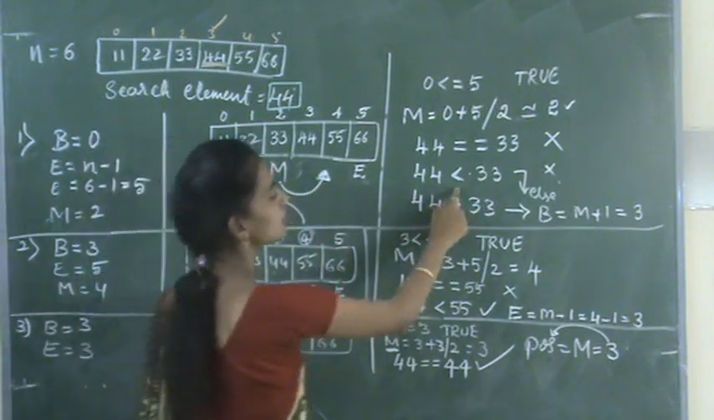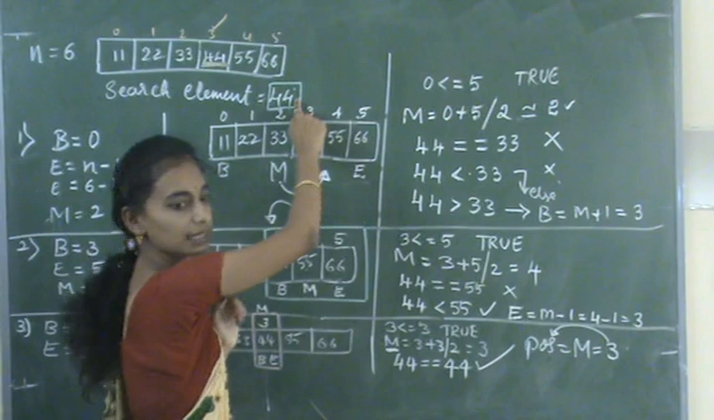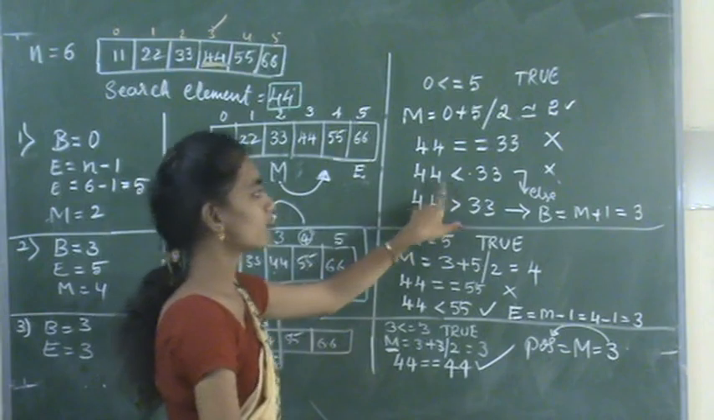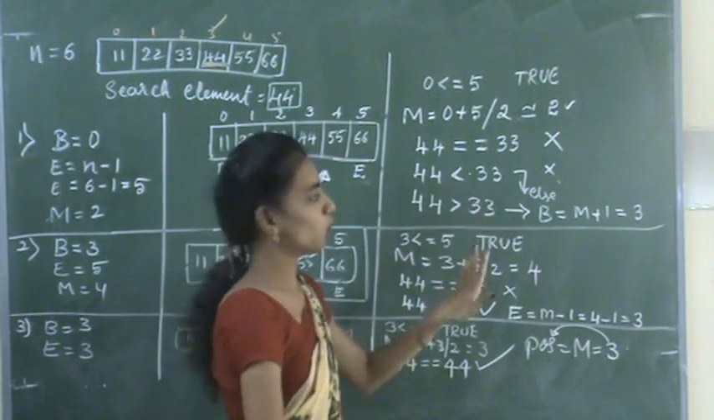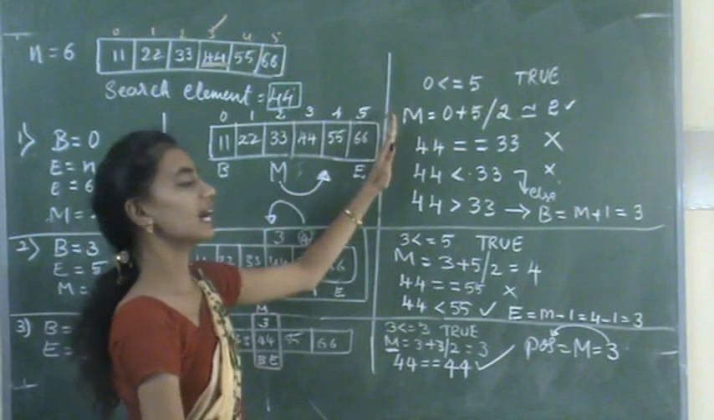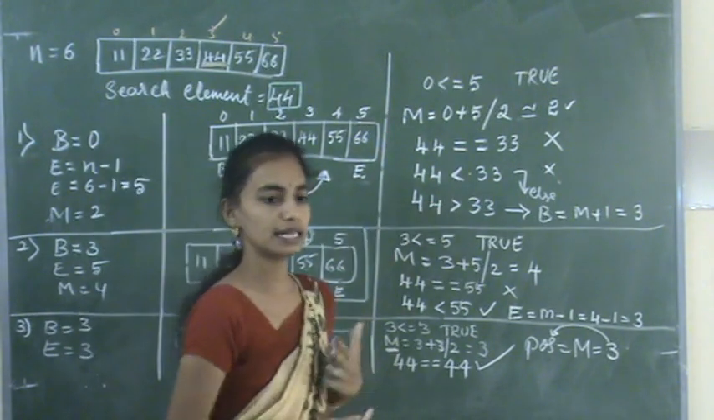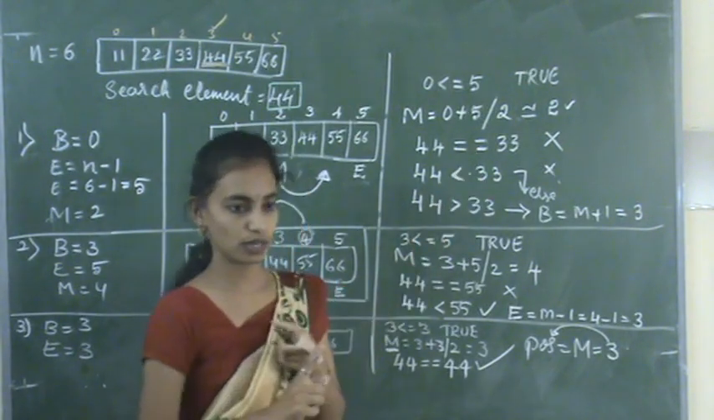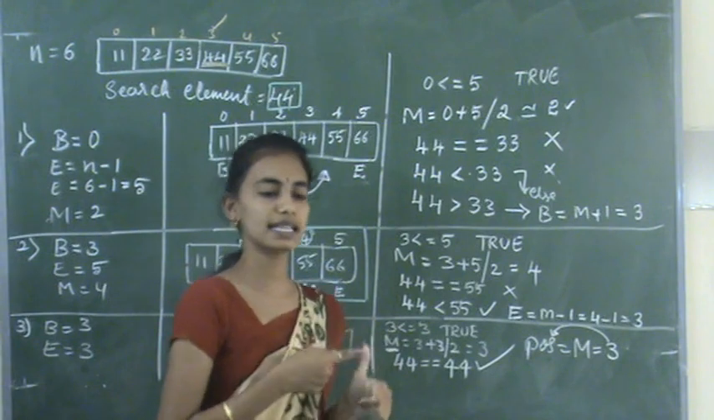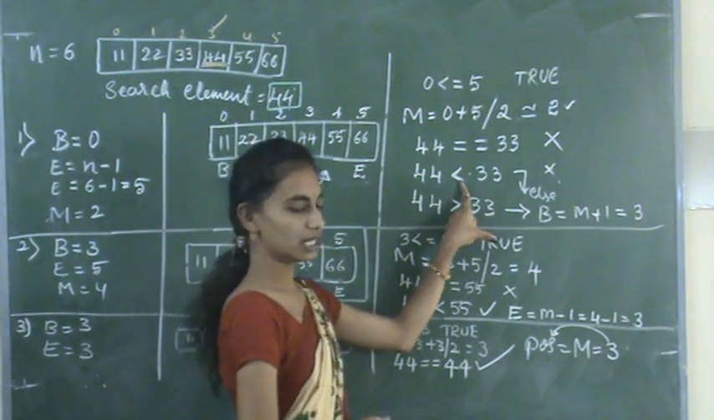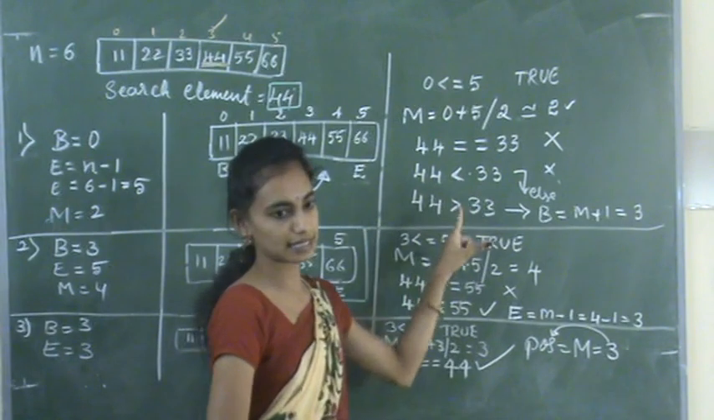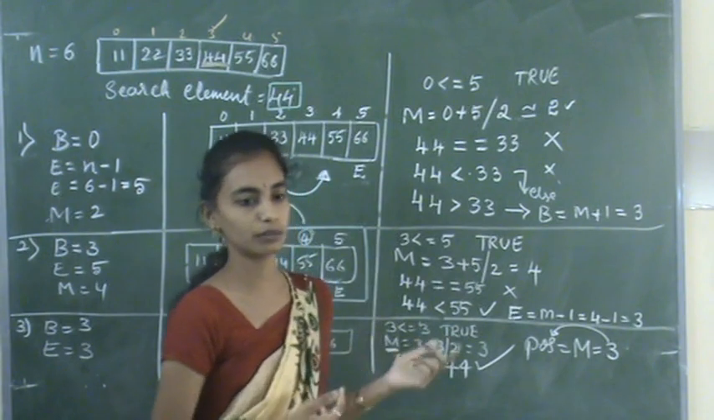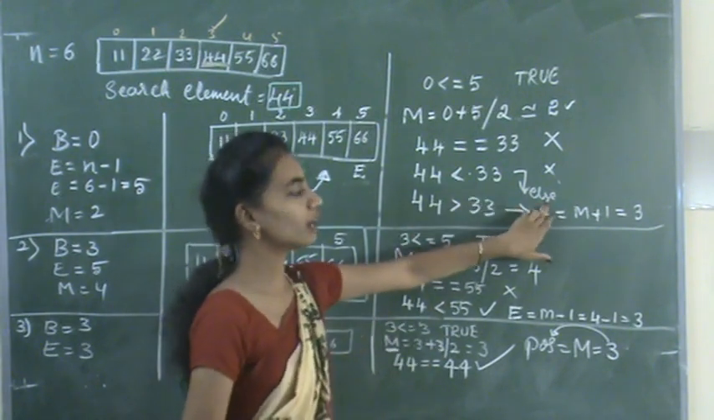So for that we are checking the condition. Is the search element less than the mid position element? Is 44 less than 33? No. So we go for the else part. If it is not less, then surely it is greater. Here we check whether it is equal. It is not equal, so it is either less or greater. Then we come here and check whether it is less. It is not less, so it is more than that element only, right? So for that we go for the else part.